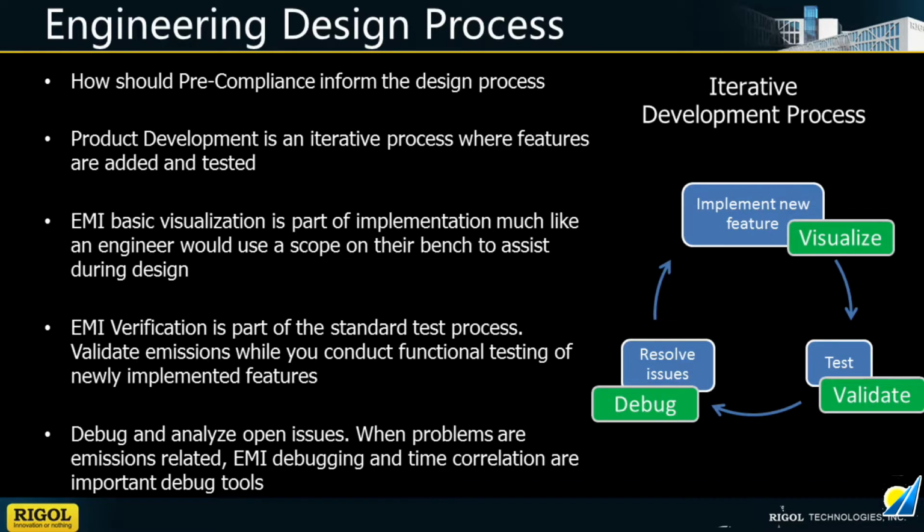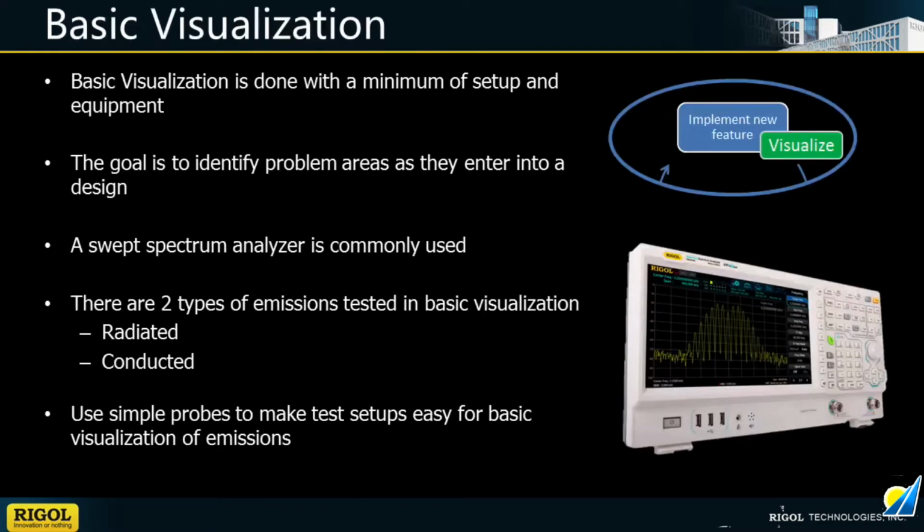So first, let's go ahead and look at visualization. In basic visualization, we're trying to visualize emissions issues as we're implementing new features. The goal here is really to identify problems as soon as they enter into a design. We can solve problems in real time, and make sure we're not causing any issues that we're unaware of. Typically, we'd use a swept spectrum analyzer in this kind of mode, and the goal really from an EMI pre-compliance standpoint is a simplified setup. This is on your bench as you're trying to implement new features. You don't want a complicated setup room you have to go into.